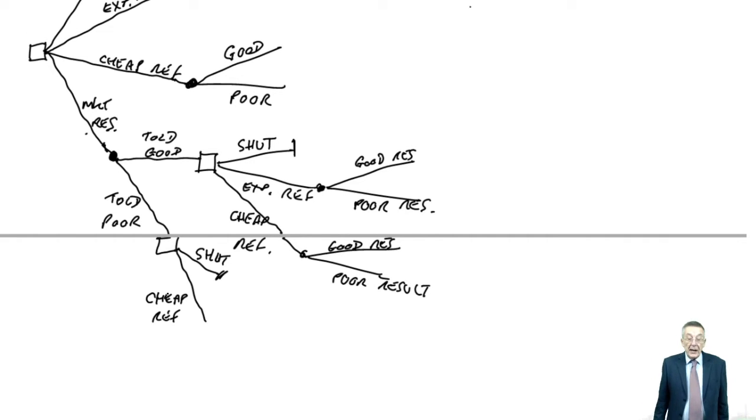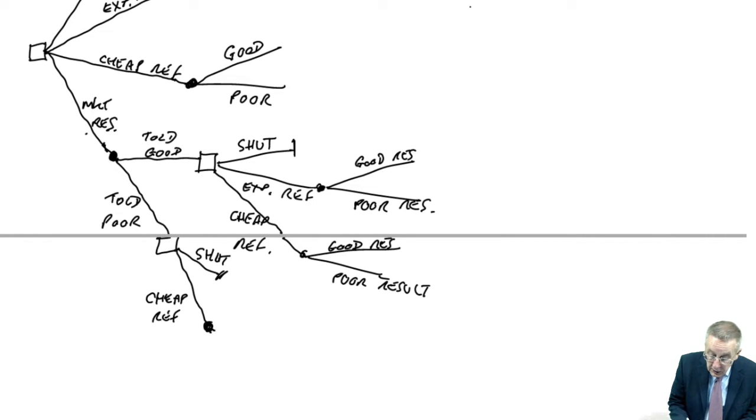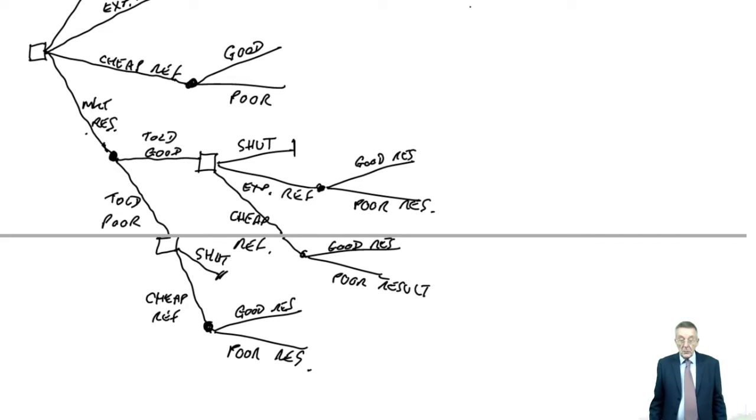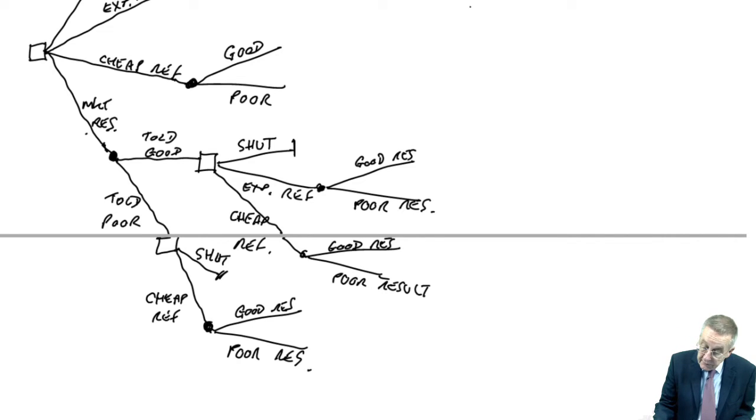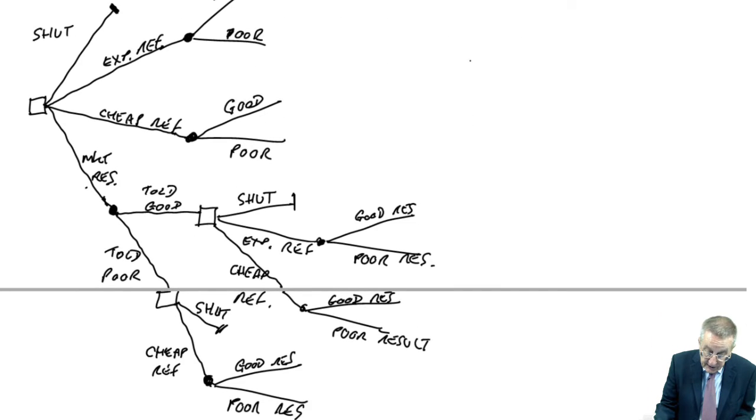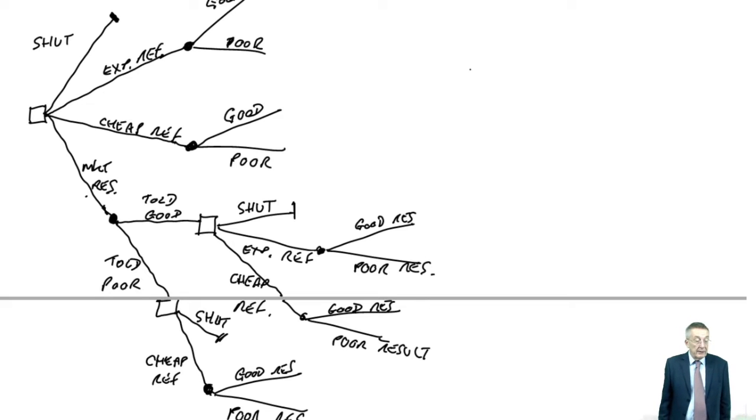Now, of course, if we decided to shut, that's the end. But finally, if we do the cheap refurbishment, then even though market research thinks the result will be poor, the result could be a good result. It could be wrong. Or more likely, of course, it could still be a poor result. And so, I warned you in advance, it's going to be a bit messy, and this is as hard a question as you could ever see.